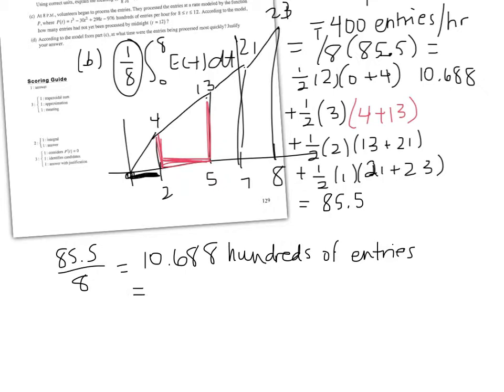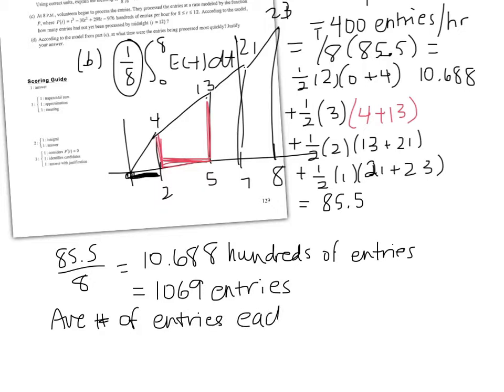So it'd be like around 1069, around there, or 1068.8 hundred, because that we already took care of the hundreds. That incorporated the hundred, so entries. There's a lot of entries. This is the average number of entries each hour. Pretty crazy. It's a lot of entries.